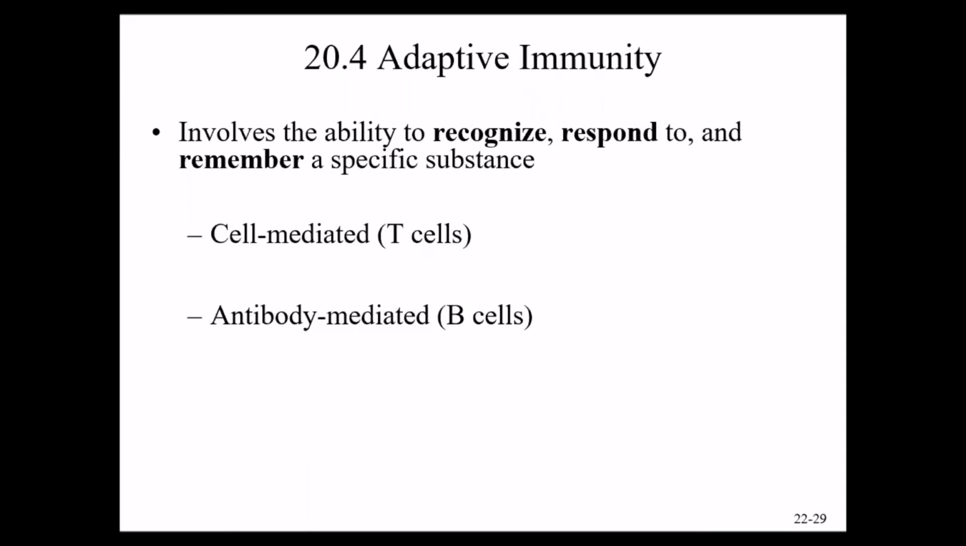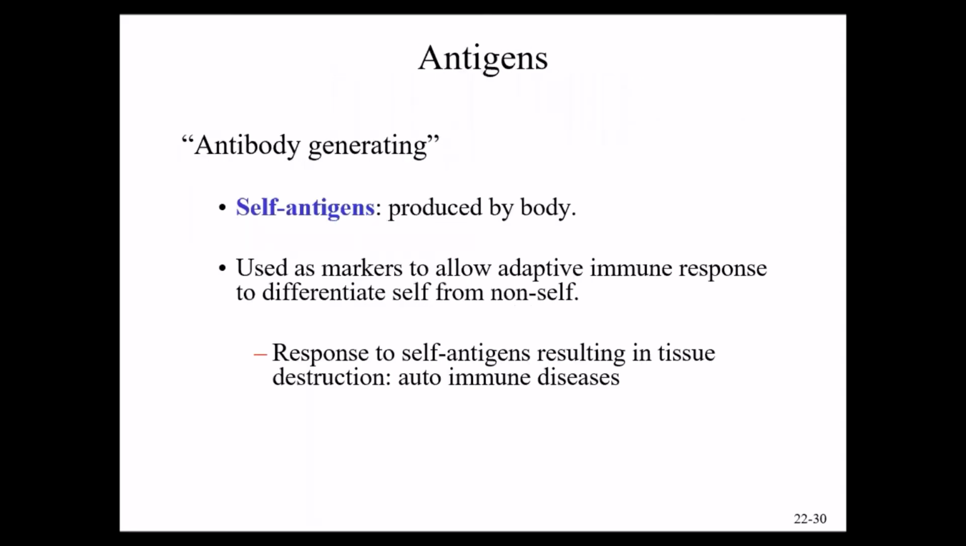Now, the two main types of cells that we'll be talking about for the adaptive immunity are the T cells or T lymphocytes, and that involves a process of cell-mediated immunity, and then your B cells, and that involves a process of antibodies or antibody-mediated immunity.